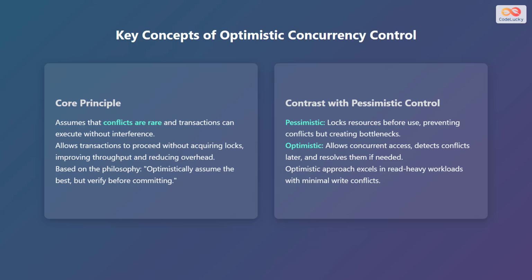Now, let's understand how it differs from pessimistic concurrency control. Pessimistic control locks resources before use, preventing conflicts but potentially creating bottlenecks. Optimistic control, on the other hand, allows concurrent access, detects conflicts later, and resolves them if needed. The optimistic approach excels in scenarios with read-heavy workloads, where minimal write conflicts are expected.